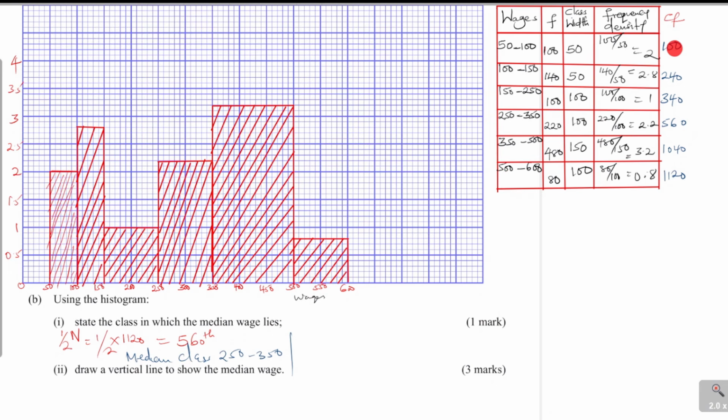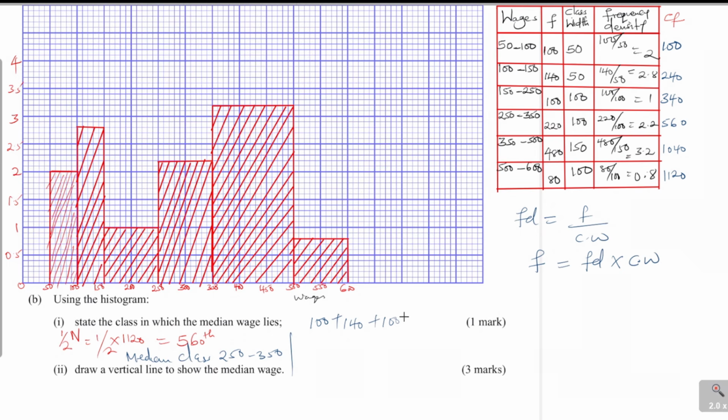So we will take this frequency 100. So we have 100 plus 140 plus 100. Then this is the place where we don't know the exact number of workers, and we want to get the class width. Remember, frequency density is given by frequency divided by the class width. So frequency will be given by frequency density multiplied by the class width.